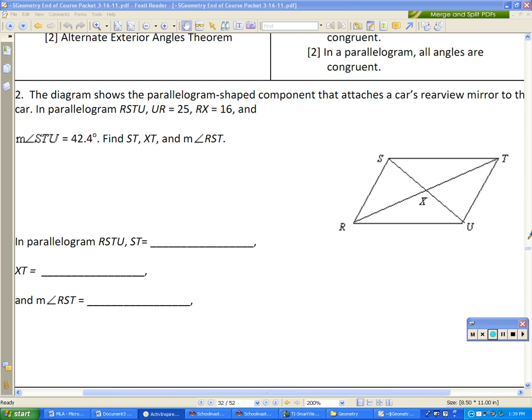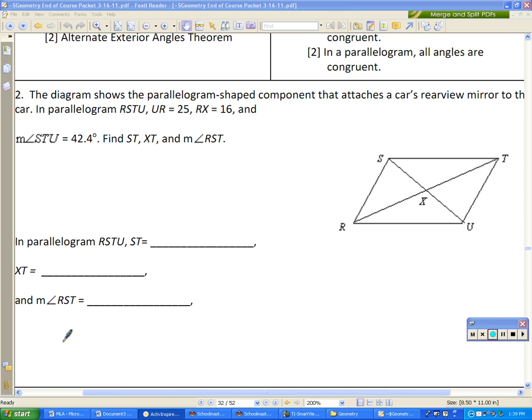All right? So, first question should be an easy one. What's the length of side ST? 25. How do you know that? Opposite sides in parallelograms are congruent. So if RU is 25, then that means ST has to be 25 also. Okay? Another easy one. What's the measure of XT? 16, because the diagonals of a parallelogram bisect each other.